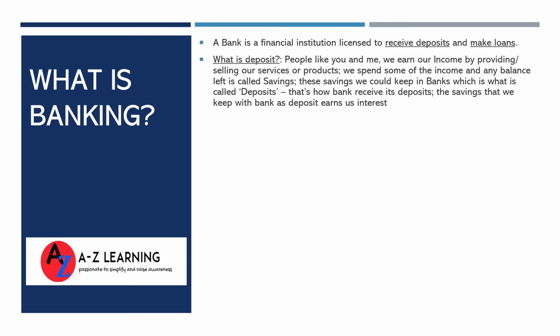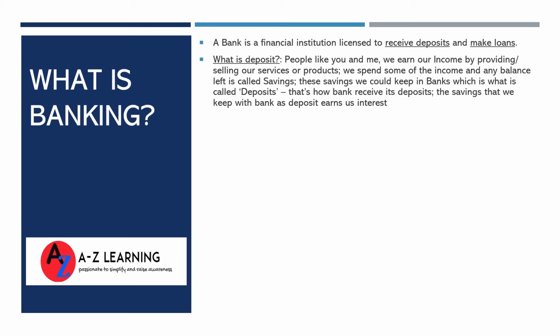Why do we do that? Because banks in return give us some extra income on that saving. So if you're keeping, say, 20 with the bank, they will give some income on that 20. So you will earn something on that 20. But if you keep that 20 in the house, you will not earn anything.